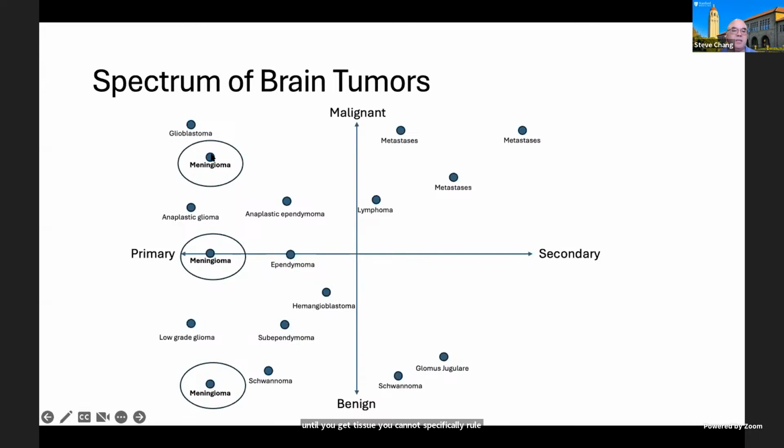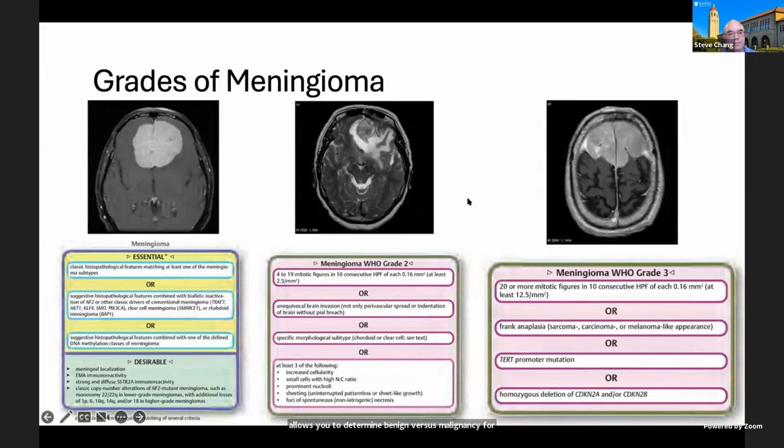There are some instances where on MRI scans, we see what looks like a meningioma growing very rapidly, more rapid than typical, and that may give you some sense that maybe you're further up here on the malignant end of the spectrum. But it's really getting tissue and having the pathologist look at it under the microscope that allows you to determine benign versus malignancy for a meningioma.